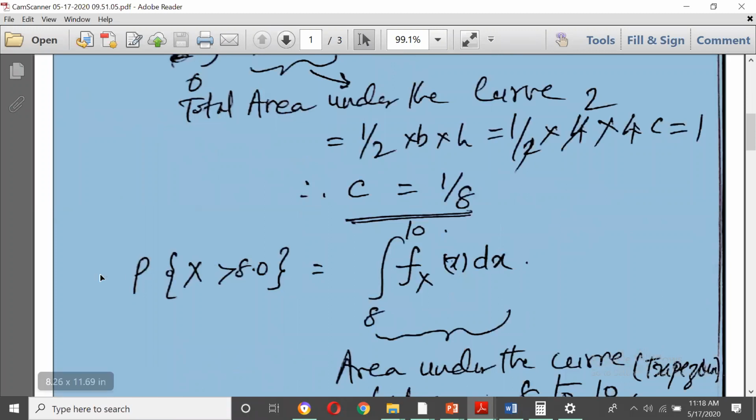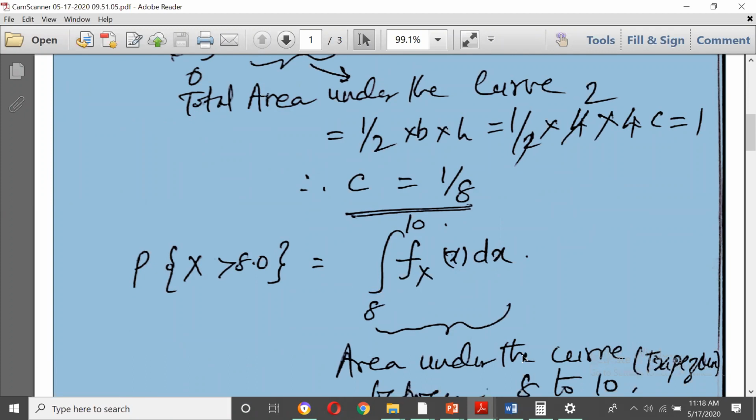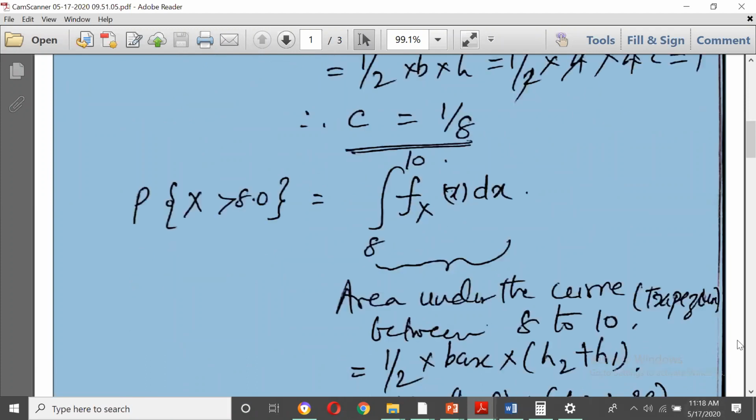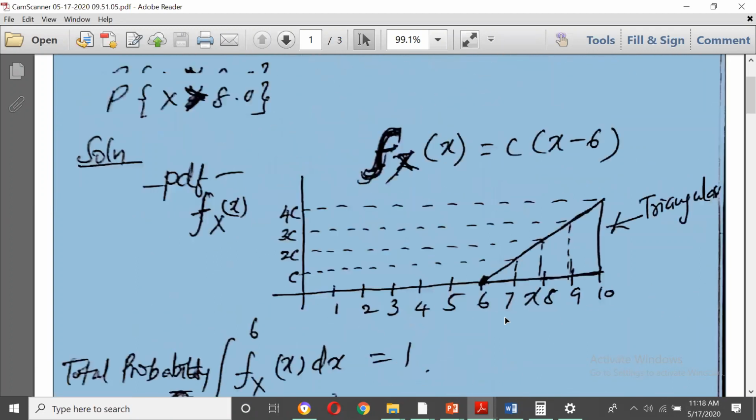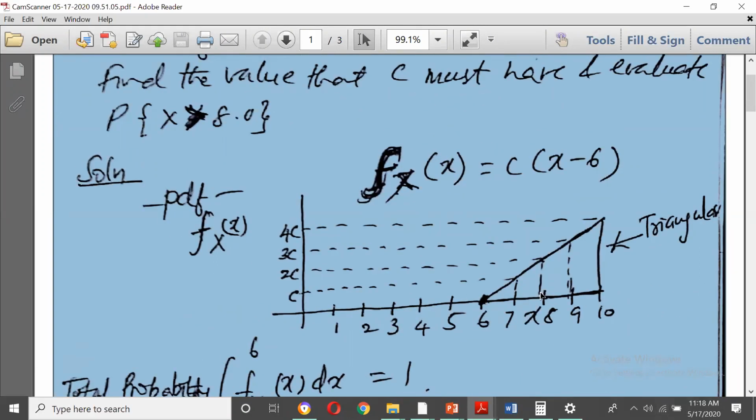Now, probability for x greater than 8.0, that means integral 8 to 10 f(x) dx. Now this is area under the curve, between 8 to 10 of this graph. So what do we have between 8 to 10? If you see this, this is a trapezoid or trapezium, whatever you call it. So for this, what is the formula?